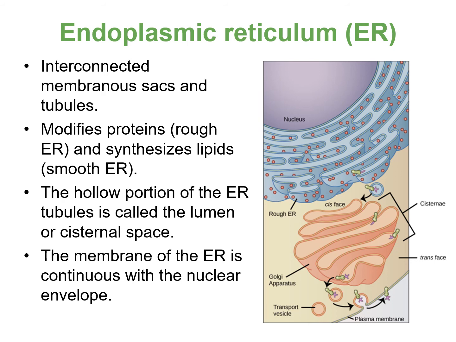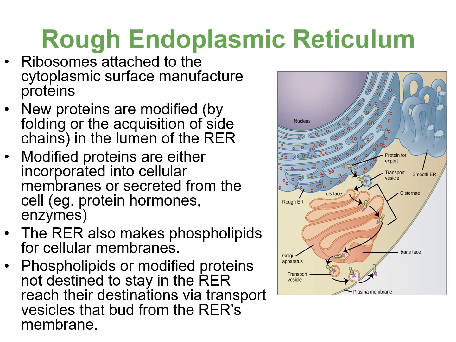We call the endoplasmic reticulum's tubules' hollow portion the lumen or the cisternal space. The endoplasmic reticulum's membrane, which is a phospholipid bilayer embedded with proteins, is continuous with the nuclear envelope. The rough endoplasmic reticulum is named as such because the ribosomes attached to its cytoplasmic surface give it a studded appearance when viewing it through an electron microscope.